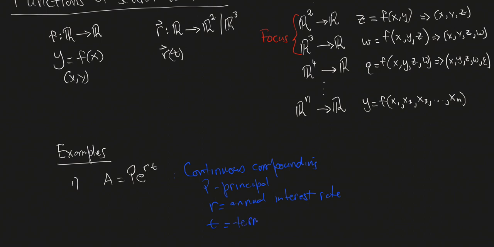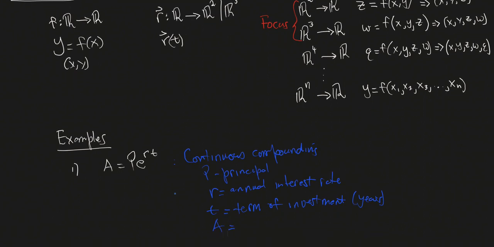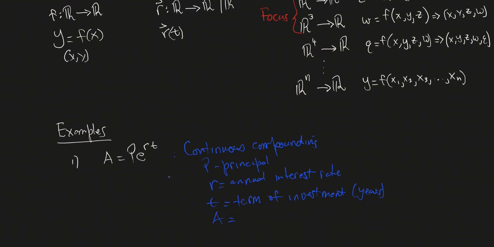So let's just say term of investment. Usually it's in years. And then A is how much you have left at the end of that term. Now, this assumes no additional deposits or withdrawals. So it's a very simple model, but again, it's the basis for a lot of important financial mathematics.